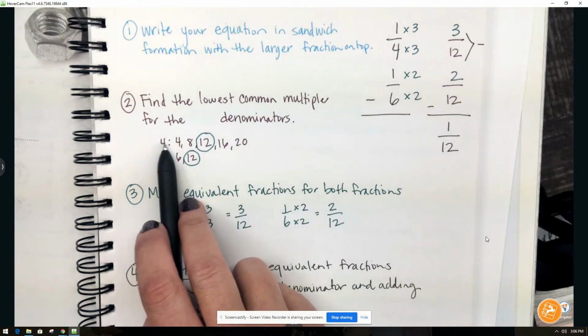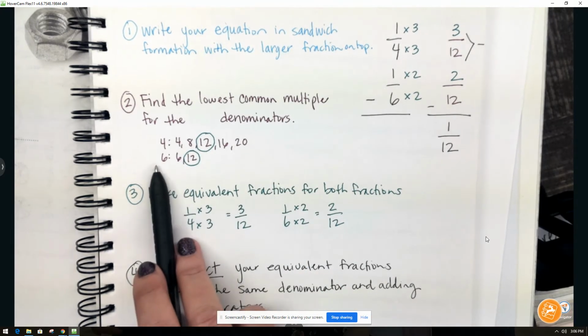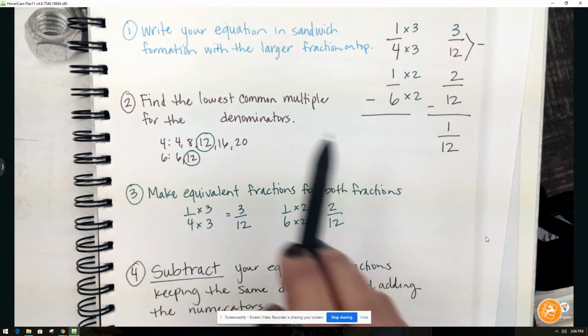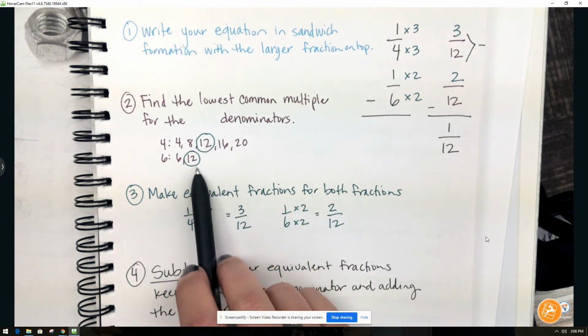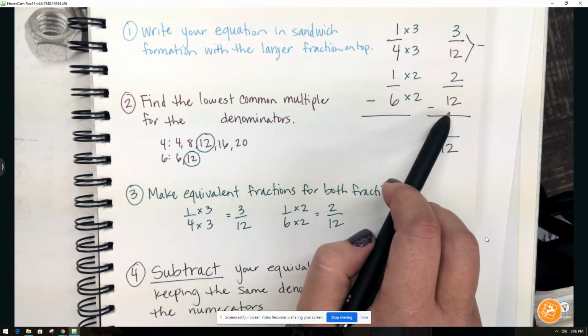The next thing we do is we find the lowest common multiple for these two denominators. So the multiples of 4 are 4, 8, 12, 16, and 20. And the multiples of 6 are 6 and 12. So we can see that our lowest common multiple is 12. So we're going to use 12 as our common denominator.